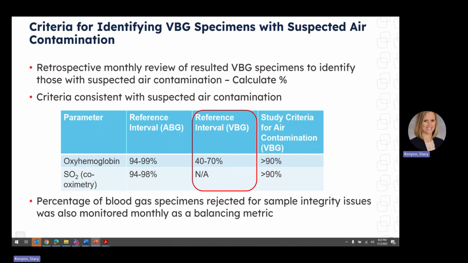In addition to identifying the percentage of specimens with air contamination, we also tracked the percentage of blood gas specimens that were rejected due to specimen integrity issues. We did this to ensure that any reductions in the percentage of blood gas specimens with air contamination were actually due to improved collection processes and not just due to improved rejection criteria. Even though it is important to ensure that specimens are rejected when they don't meet acceptance criteria, we wanted to evaluate if our interventions to help improve our specimen collection processes were actually successful.